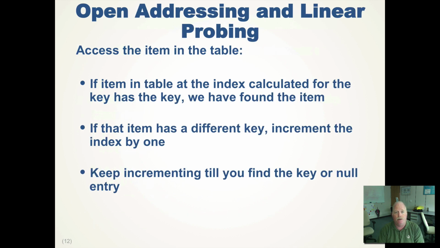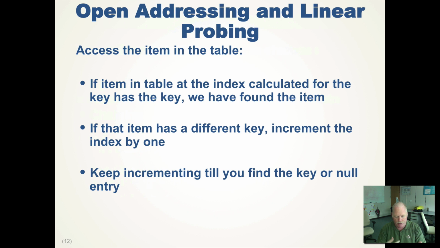So let's talk first about open addressing and linear probing. We're going to go step by step. The idea is that if the item in the table at the index calculated for the key has the key, we found the item. So we ask, what's the index we want to be at? We look at the item there. If it has the same key as the item we're trying to stick in, then we found the item, it's there, and we return it. If that item has a different key, that means something's there, we had a collision, so we increment the index by 1 and look at the next space.